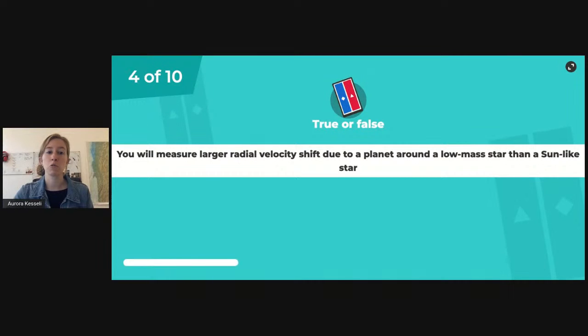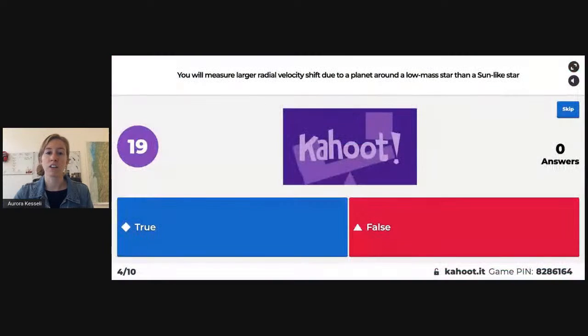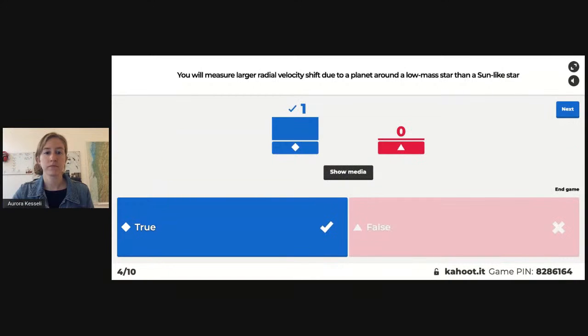True or false? You will measure larger radial velocity shifts due to a planet around a low mass star than a sun-like star. Oh, I'm sorry. I didn't increase the time on this one. Okay. Sorry about that. I will wait a second for the YouTube to catch up, and then I'll just explain the answer.